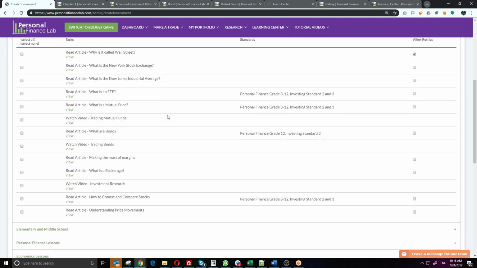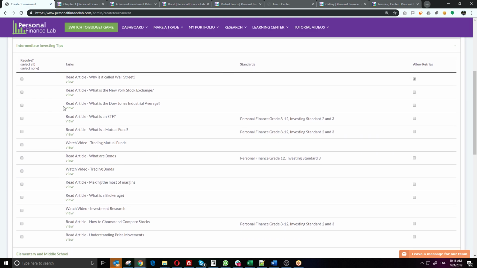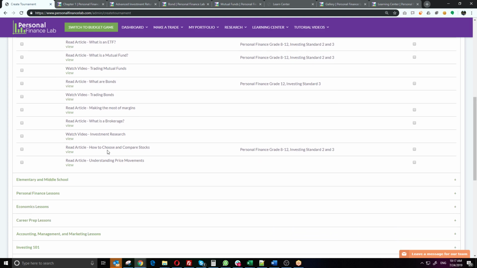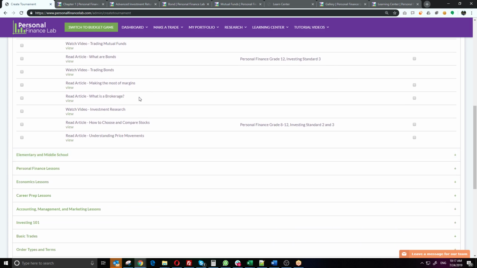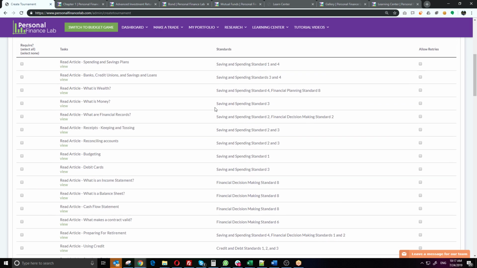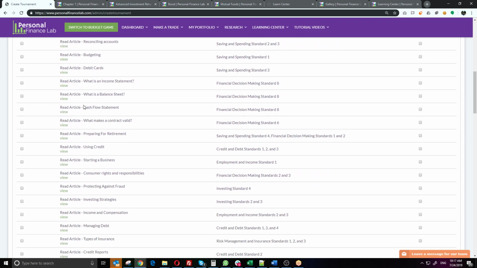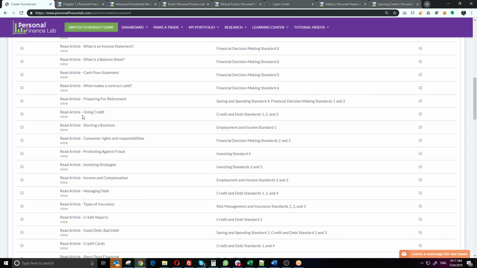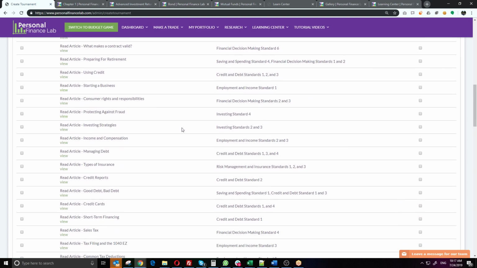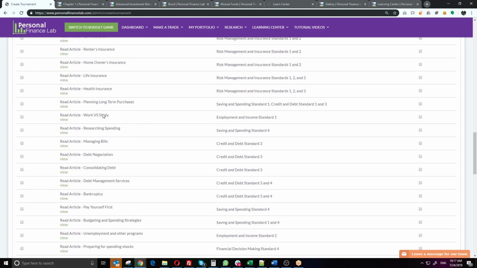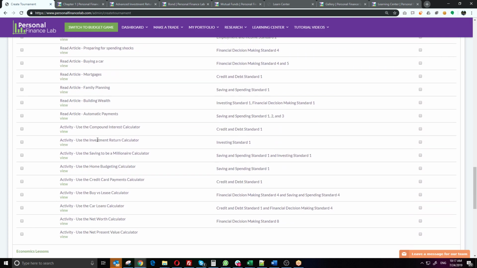So the next section, intermediate investing tips. This is again a continuation. It's mutual funds, bonds, some of the more basic stuff that students would need to use when they're using the platform. But then we start breaking it down by actual subjects. So personal finance lessons. There's about 70 topics in here specific to personal finance, budgeting, reading some investing stuff. Consumer rights and responsibilities, insurance, credit, taxes, work versus study, bankruptcy, and a lot of stuff in between.